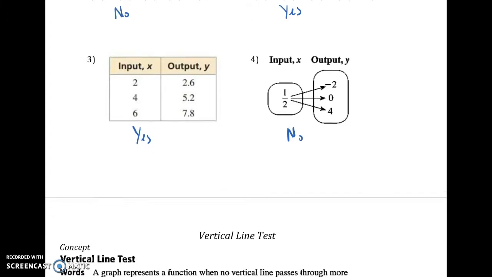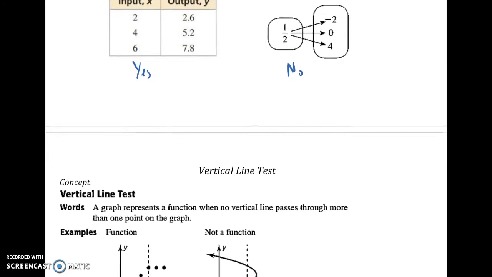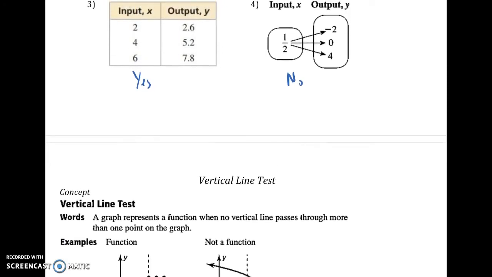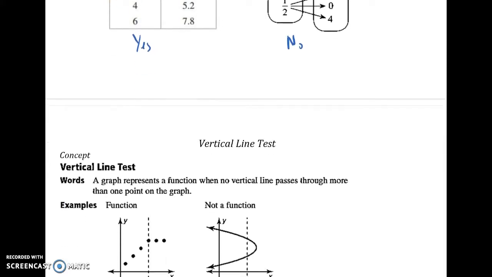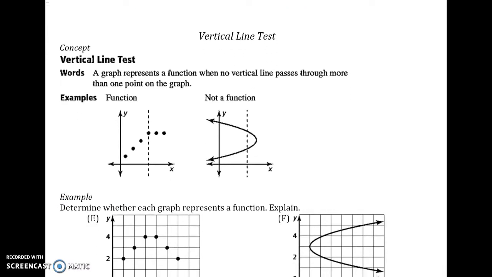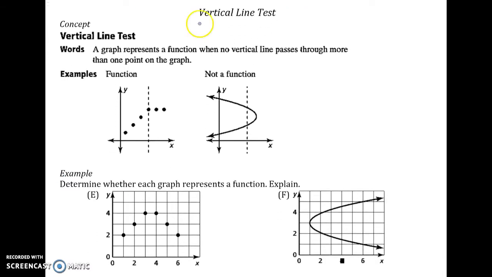Now, there's one other way to represent relations, and I kind of mentioned this earlier, but it's a graph. How do we check out graphs? Because graphs have so many different points, we're going to use what's called a vertical line test. And a vertical line test is exactly what it sounds like. We're going to look at vertical lines, so these up and down straight lines.